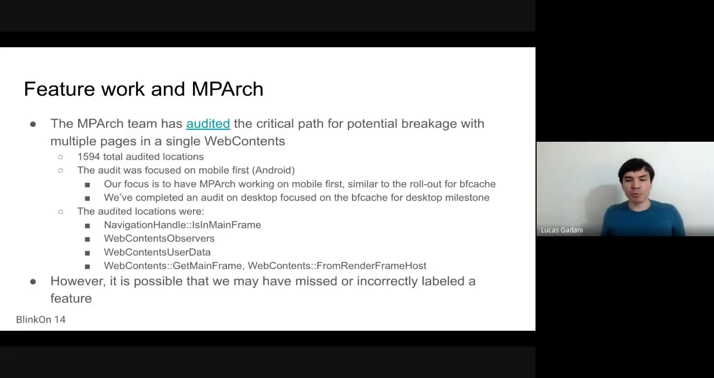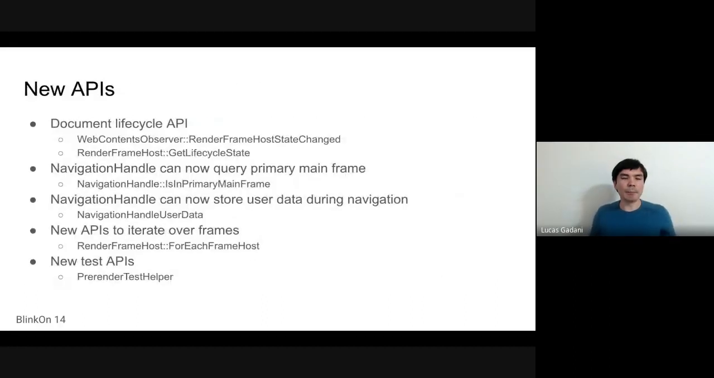However, it is possible that we've missed or incorrectly labeled a feature. So you can go check out the audit. It contains all the notes there and why we think we categorized something as broken or not. And yeah, the data is all there.